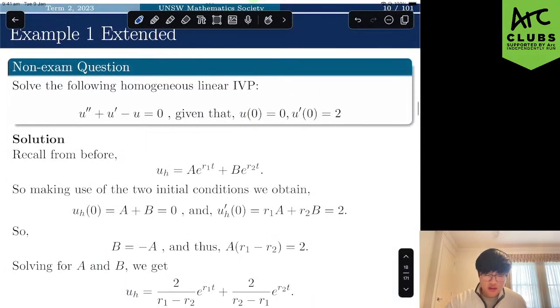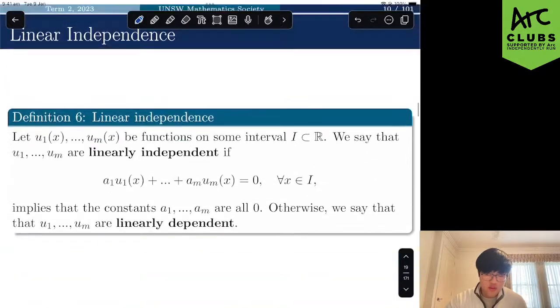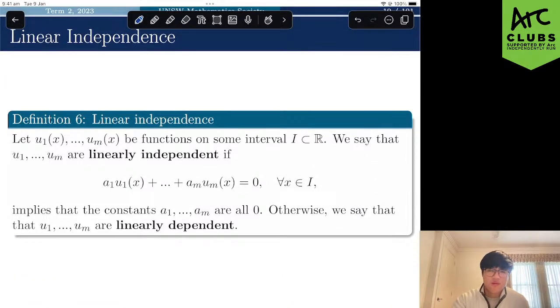Okay, so that's this example here. We'll move on to more definitions, I guess. Linear dependence is what we're going to look at. If something is linearly independent, then if we have the sum of them equal to 0, this is only true for the trivial case when all of a1 to am are 0. Otherwise, we call it linearly dependent. So that's our definition here. Hopefully that's fine. Once again, some first year concepts.